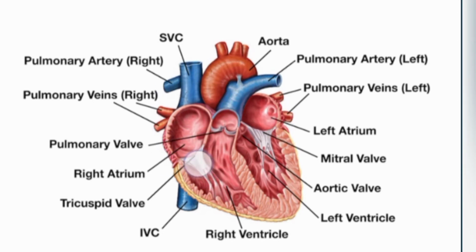One more point is that both the left and the right atria contract and relax together. Similarly, both the left and the right ventricle also relax and contract together. The contraction of atria is followed by the contraction of ventricles and vice versa. So contraction and relaxation occur in a rhythmic manner. Let me repeat.